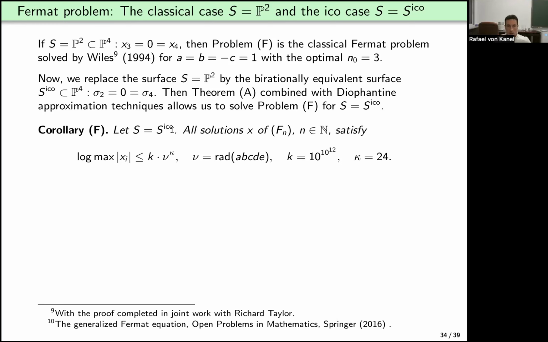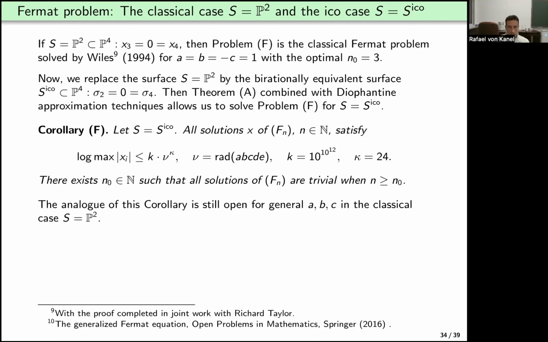So we assume the rational surface is S_ico, then all solutions have bounded height depending only on the radical of these coefficients A, B, C, D, E, and we have some explicit constants here. And moreover, we can show that then there exists actually the n0, such that all solutions of F_n are trivial when n is greater or equal than n0. And I would like to mention that the analog of this corollary is still open for general non-zero A, B, C in the classical case when S is P2. But on the other hand, in the classical case, for many A, B, C, optimal results are known.